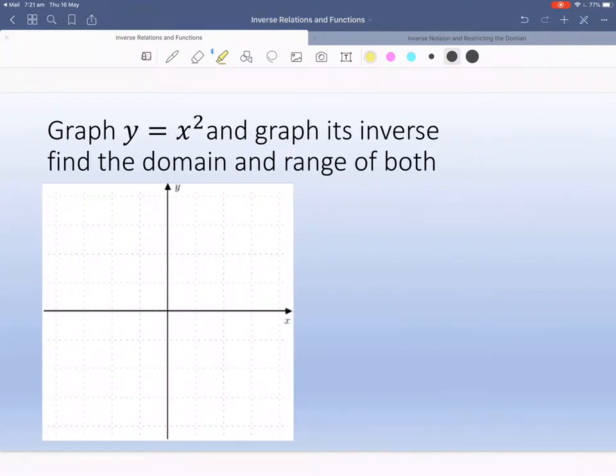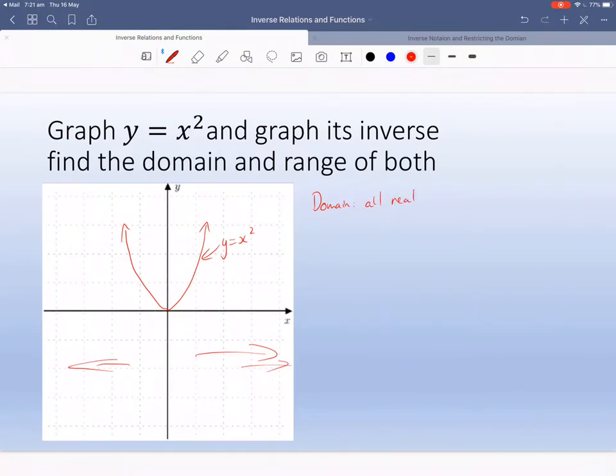Now we're going to look at domain and range, and I'm going to start like I do with many topics, with y equals x squared. So I'm going to draw it. That's the graph of the function y equals x squared. What's the domain of this one? The domain is x, so we're looking this way, and it will just keep getting wider and wider. So the domain is all real values of x.